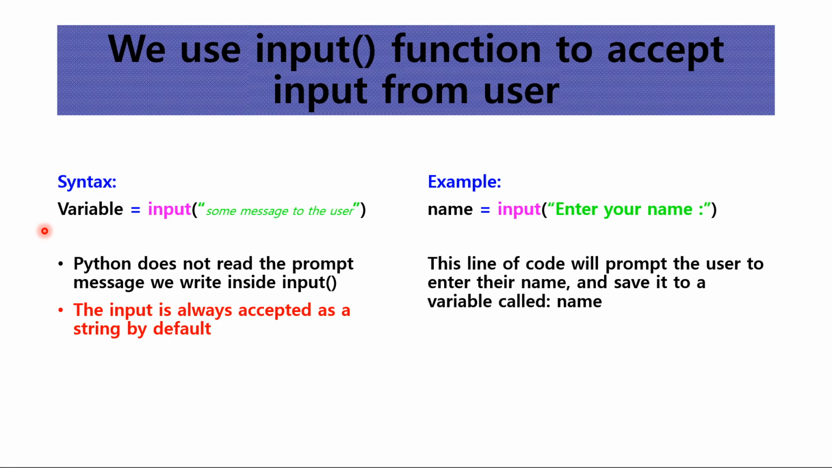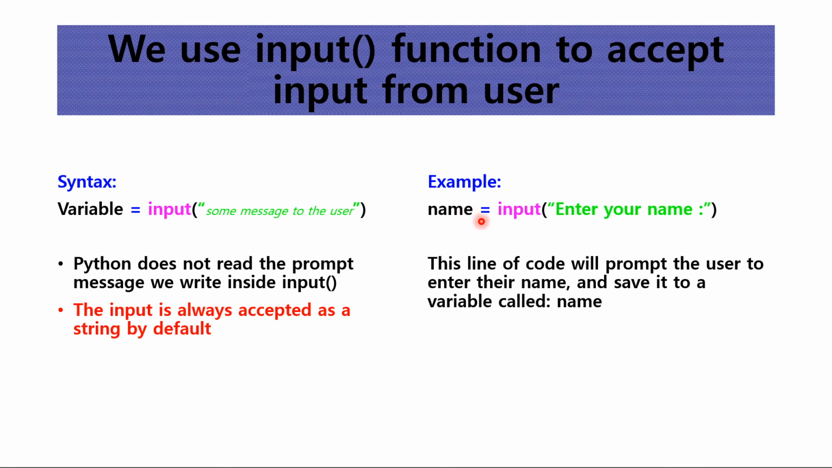Now, the first thing we are looking at is the input. So the input is a built-in function which allows us to accept input from the user. So the syntax, we want to write the keyword input followed by parentheses. And then inside here, we want to write a message which is called the prompt message. And it's nothing more than just a message you want the user to read, which will give them an idea of what they should type into this area. So Python will not read this message we put inside here. It's not relevant at all. It just informs the user what to put here.